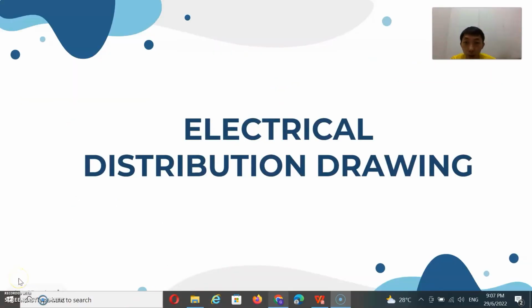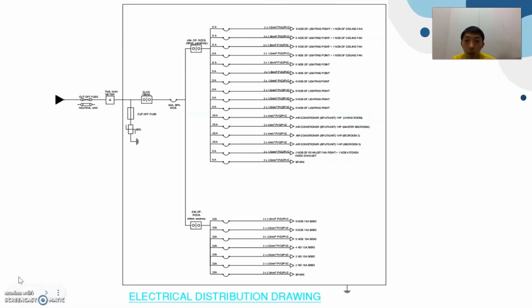Hi, my name is Chong Singh. Now I want to present the electrical distribution drawing of this project. This is the electrical distribution drawing with single phase. This is the energy supply. This is the cut-off switch with neutral link. This is a DMB meter. This is the ELCB with 100 mA. This is the cut-off fuse.